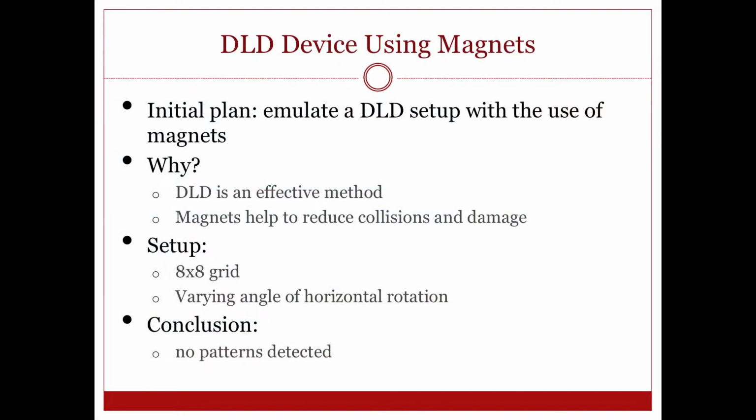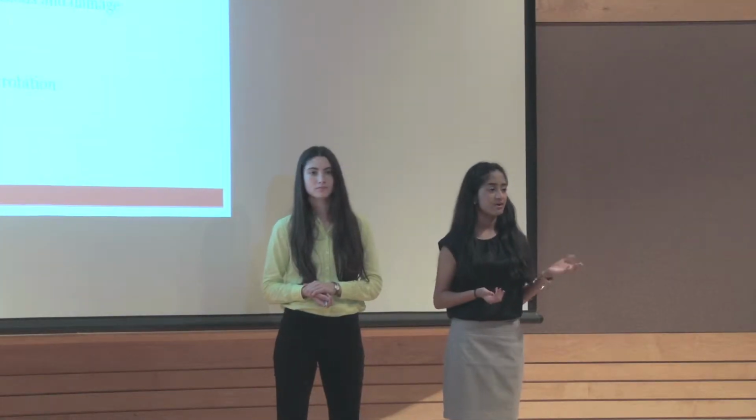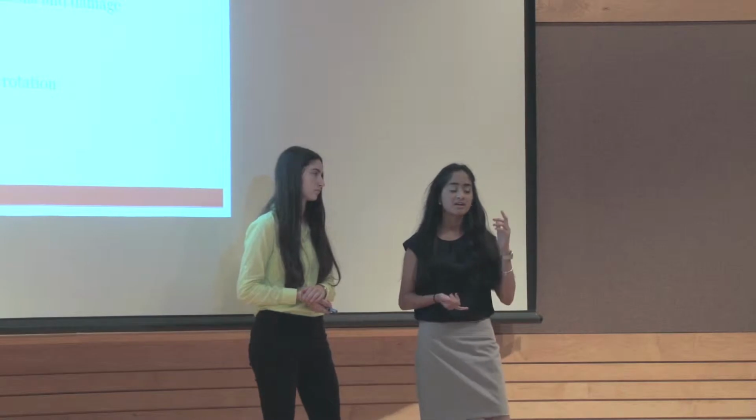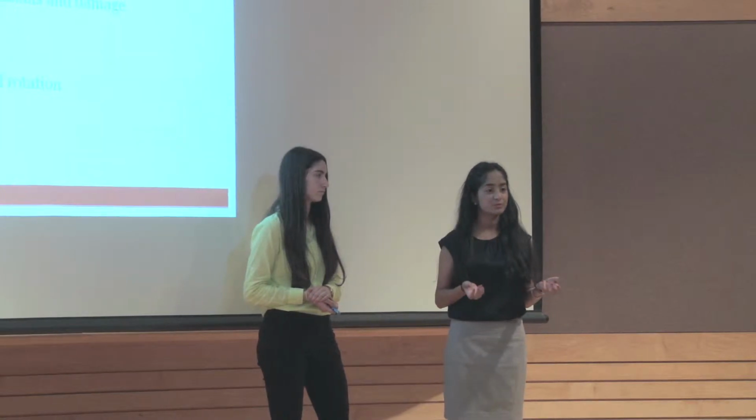Okay. So our initial plan in creating this device to separate the different size particles was to take our research on deterministic lateral displacement devices, or DLD devices, and our research with magnetism. So we found that DLD devices are very effective, but their use of physical barriers to separate different size particles causes a lot of damage to the particles. So we thought about using magnets to alleviate these issues with collisions.